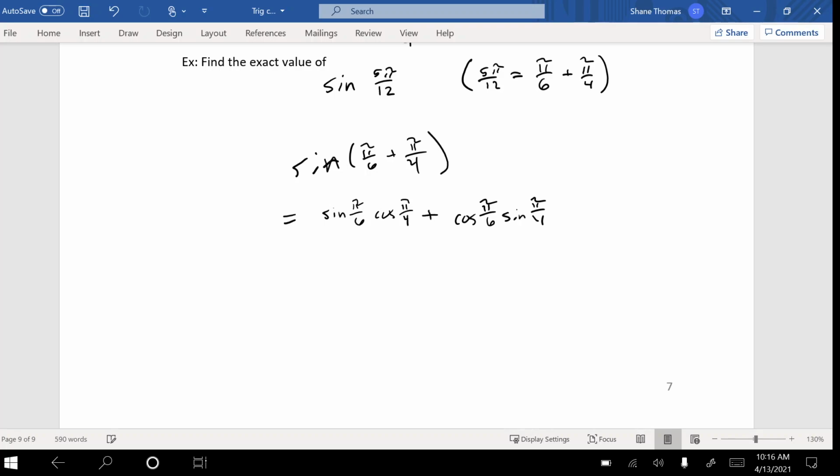Okay. What is the sine of pi over 6? 1/2. Cosine of pi over 4, root 2 over 2. Cosine of pi over 6, and sine of pi over 4.